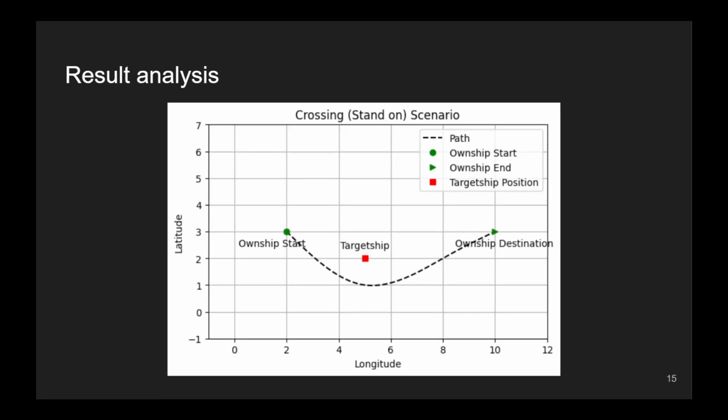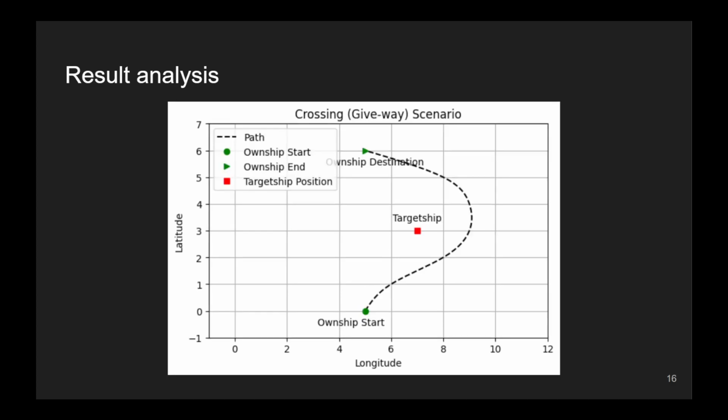Now this is the crossing stand-on scenario. As we can see, the own ship successfully avoids the target ship and goes to the destination. Lastly, this is the crossing give-way scenario, and the own ship successfully avoids the target ship and reaches its destination. The main thing is that in all of the scenarios, the agent complies with the international nautical rules of the road.